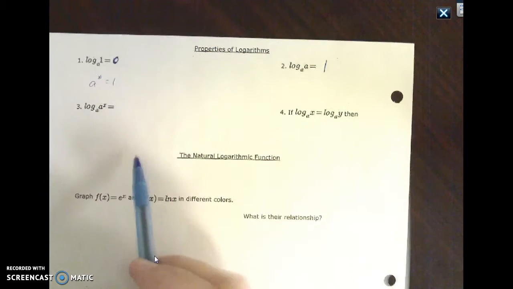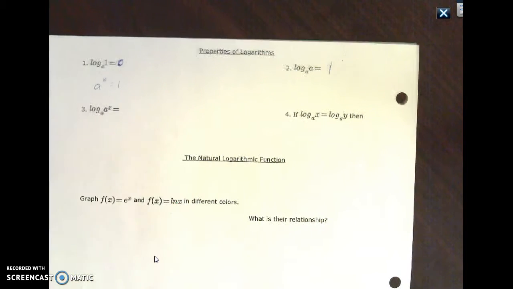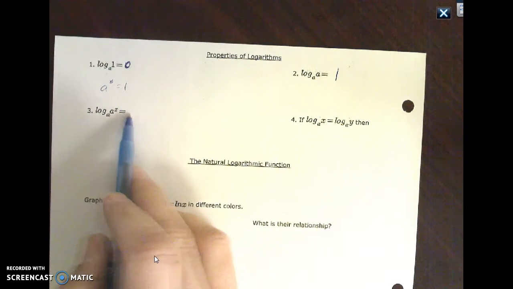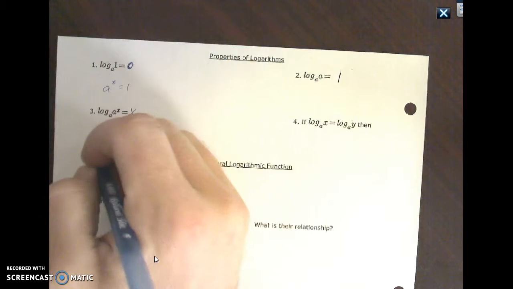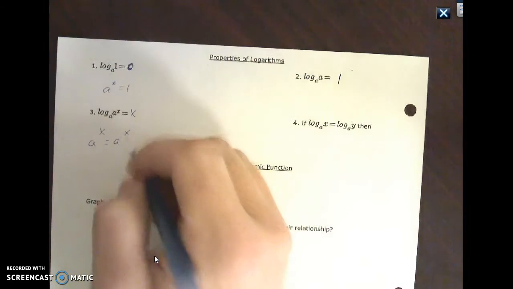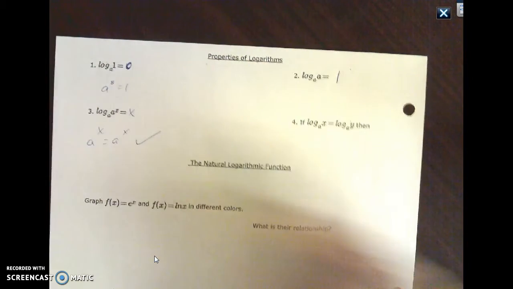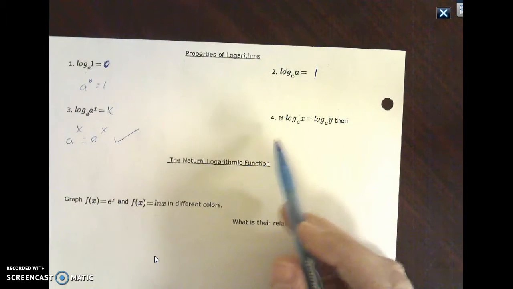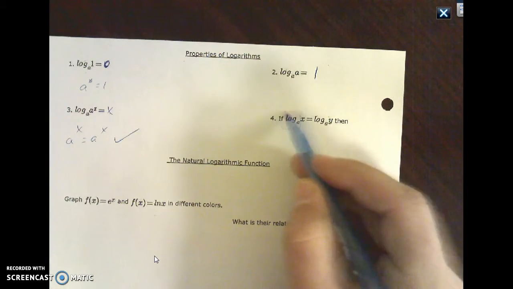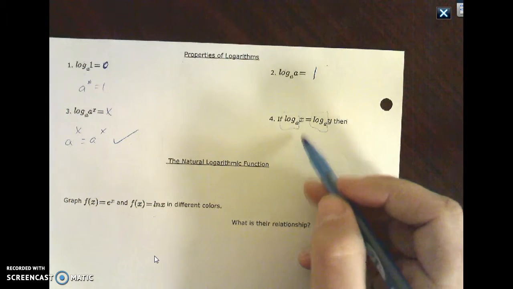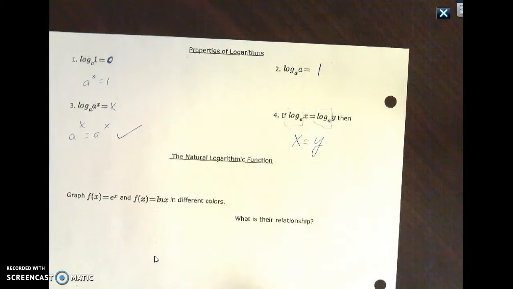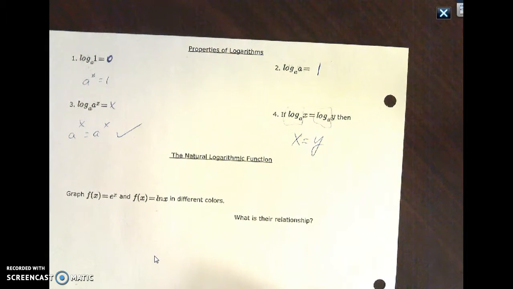All right? Log base a of a to the x. What do I have to raise a to make it equal to this? Well, it's just x. Just look at it. A to the x equals a to the x. And then it works out just fine. And lastly, if log base a of x equals log base a of y, can you guys see how log base a and log base a are exactly the same? So what do you think x and y have to be? Exactly the same. It's that simple.